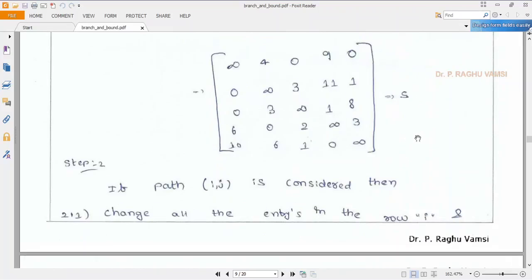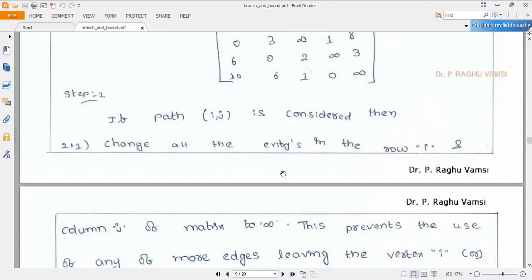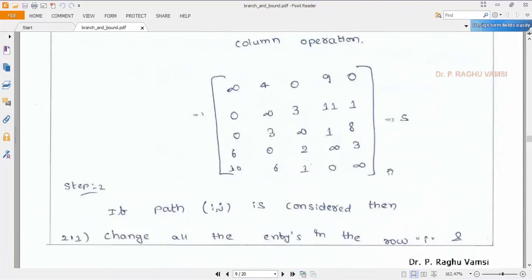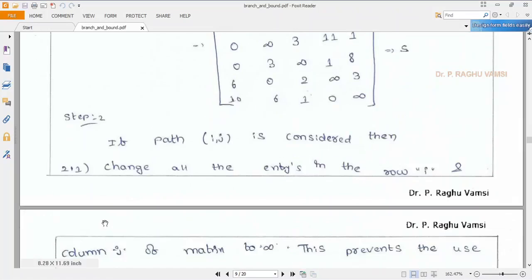If path ij is considered, that is, from this particular matrix, if we want to choose a path from i to j, if the traveling salesperson has to pass through it, then if the path ij is considered, these are the sub points we must remember to proceed further.